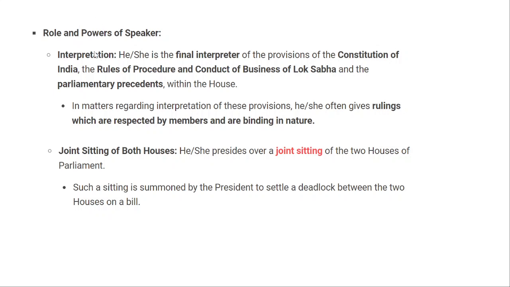Interpret roles and powers of the Speaker: interpretation, final interpretation of the provisions of the Constitution, and the rules of procedure and conduct of business of Lok Sabha and the parliamentary precedents within the House. So this is a very frequently asked question. These three things, try to remember. He is the final interpreter of the provisions of the Constitution of India. That is one thing. And the rules of procedure and conduct of business of Lok Sabha. This is also frequently asked. And parliamentary precedent. That means all the things that happened in the past.